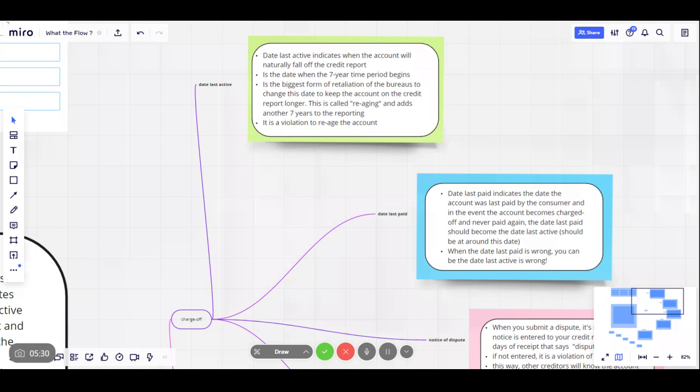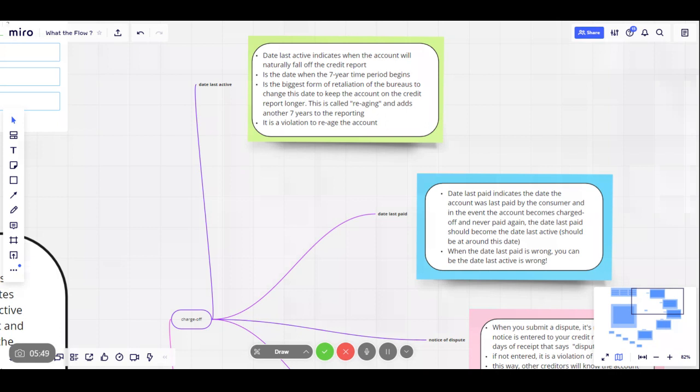So, date last active, why is this important? Well, the date last active indicates when the account will naturally fall off your credit report, right? It is the date when the 7-year time period begins, and it's the biggest form of retaliation of the bureaus to change this date to keep the account on your credit report longer.